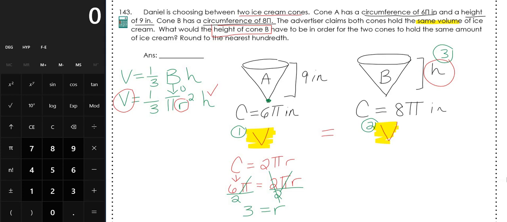Our circumference is 2 times the radius times pi. So 6 is 2 times the radius. So that must mean that the radius is 3. That's pretty straightforward. I like it when they give me circumference with pi. It makes it very easy. So our radius here is 3 for cone A.